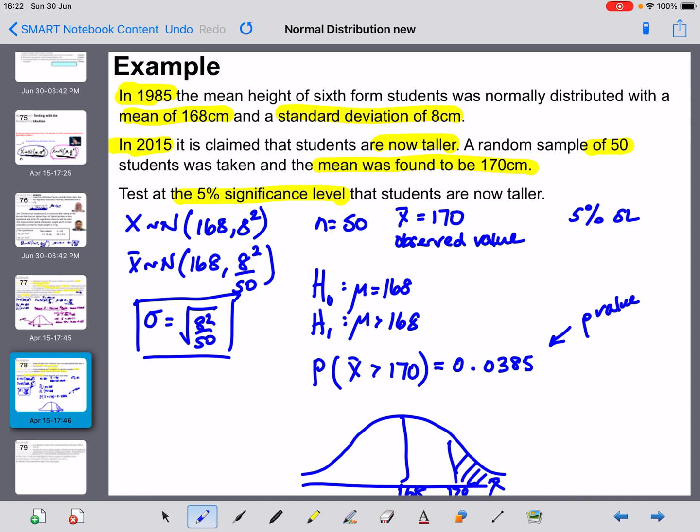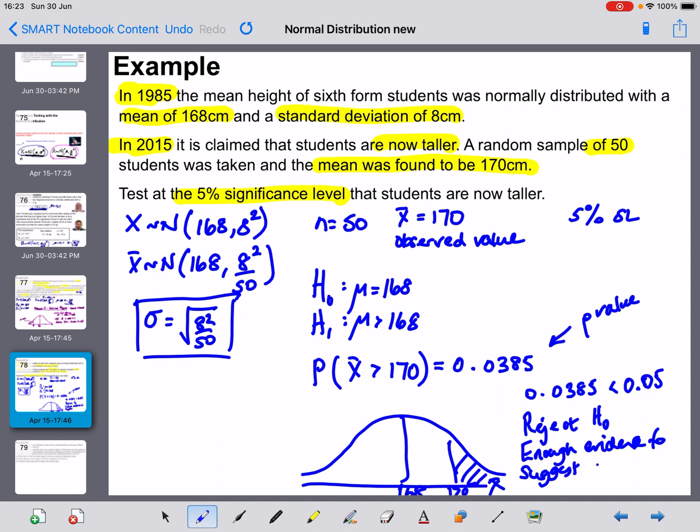Okay, so I'm going to say 0.0385 is less than our significance level. Okay, so we are going to reject H0 and we're going to say that there is enough evidence to suggest students are taller in 2015.